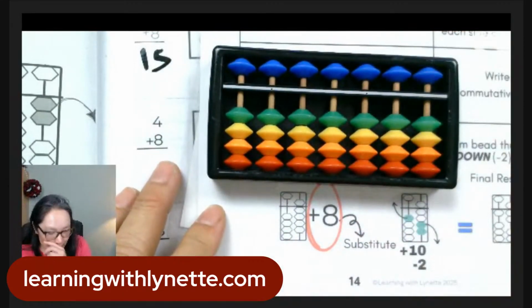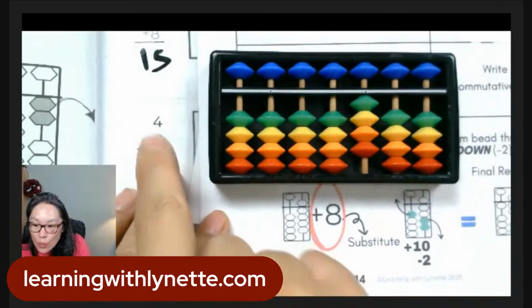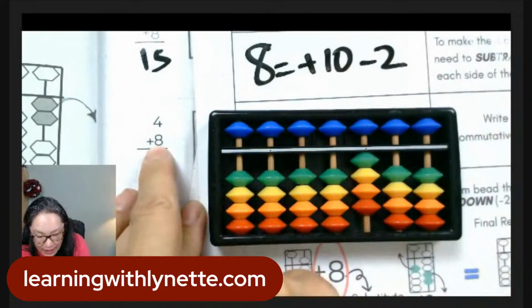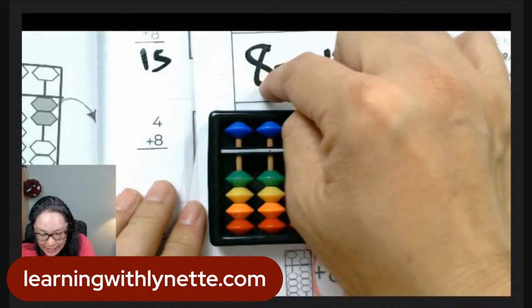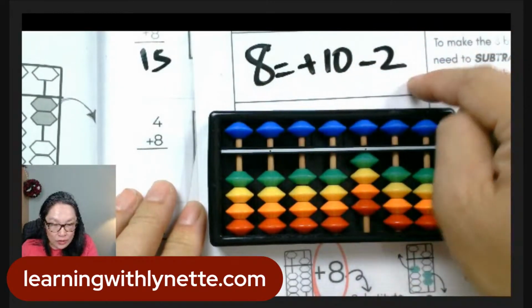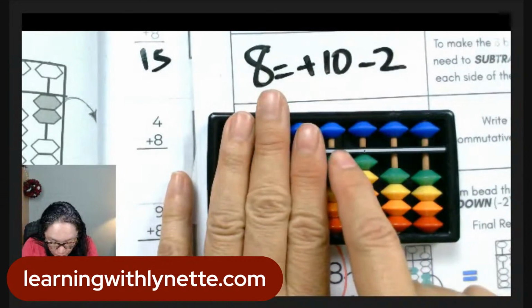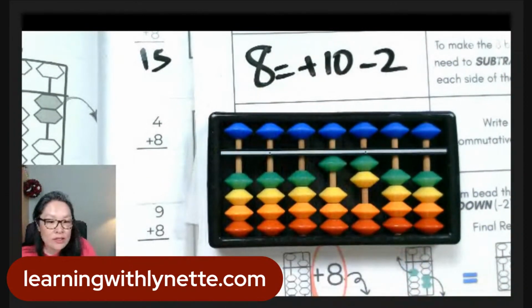Welcome. So what we're going to do is one more. We do 4. When we add the 4, I want to add the 8. When I add the 8, what are we going to do? We're going to plus the 10. We don't have enough. So we're going to plus the 10 minus the 2. Plus the 10 means what? 0, 1. We're going to add the 1, and then we're going to take away the 2. My final answer is 12.